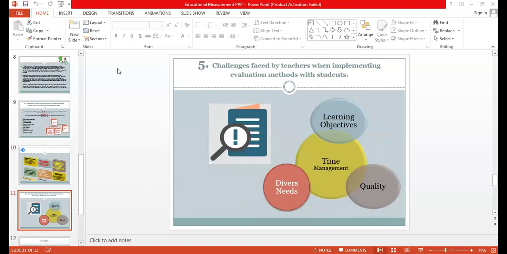As we all know, in child-centered education, the students are taught and evaluated based on three domains. Teachers find some difficulties when it comes to implementing these evaluation methods. So I have pinpointed four basic ones: time management, learning objectives, the diverse needs of the students, and the quality of the evaluation.